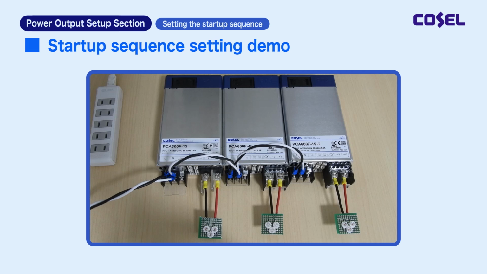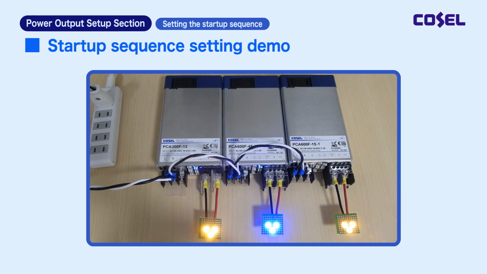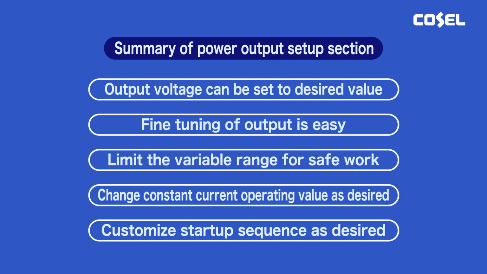Here is a demonstration with the startup sequence set. After the input voltage is applied, the power supplies are activated in order, starting with the power supply on the left. Startup time and sequence can be easily controlled. Please take advantage of this function when using multiple power supplies. The communication function can be used to optimize the power supply settings, helping you to reduce design planning. Please give it a try.